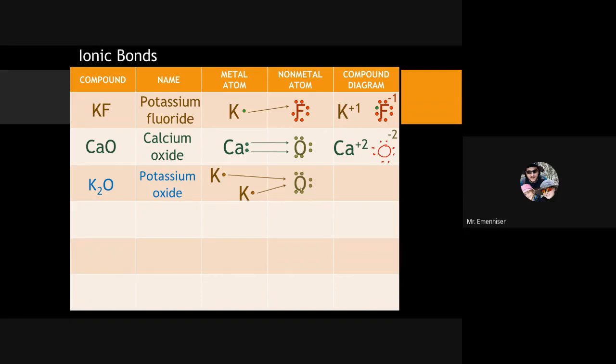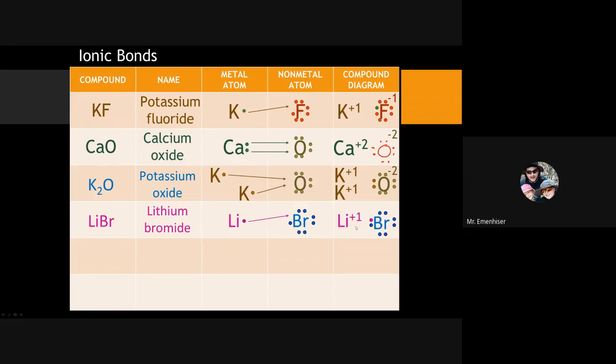Oxygen needs 8. He's got 6, right? So he's going to need 1 from each of these potassiums, and that'll give him 8. There's oxygen with -2. He gained 2 electrons, so -2. All right, lithium bromide. We're going to have 1 lithium with a dot. We're going to have bromine with 7. Lithium's going to lose that 1 electron. Bromine's going to take it, and we're going to form our ions and our charges.